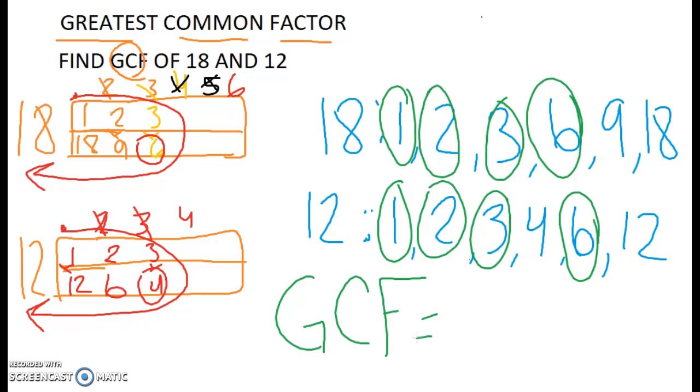And now that I have the common factors, I can decide which is going to be my greatest common factor. Remember that greatest means biggest. So out of 1, 2, 3, and 6, the biggest would be 6, meaning that the GCF for 18 and 12 is 6.